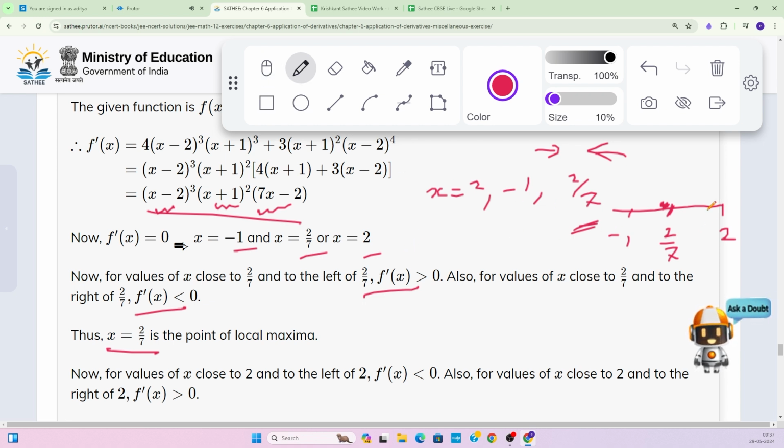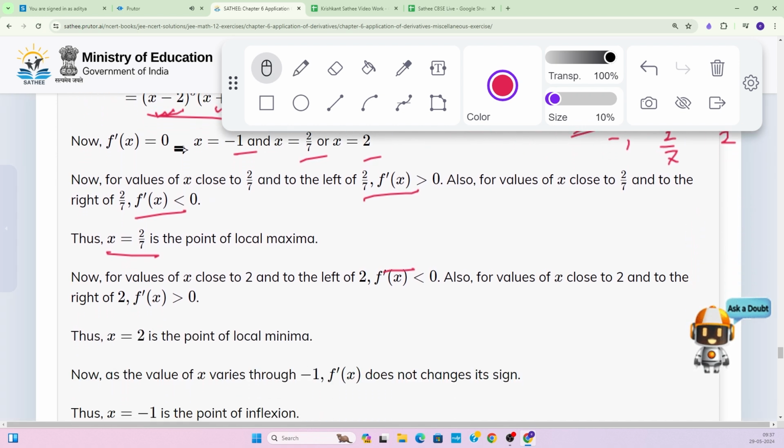Let's check for 2. If you move from left to right towards 2, this will be negative. All are positive, so this means negative, as you can see. And if you move from right to left towards 2, this will be positive, this will be positive, this will be positive. Every term is positive, so this means positive. So this means negative to positive. You are going negative to positive, which means minimum. You will have local minima at 2.